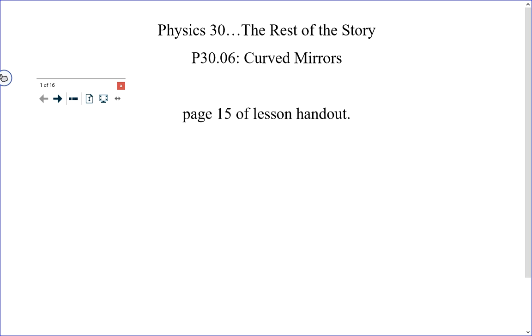We're looking today on page 15 of the lesson handout at lesson 30.06, which deals with curved mirrors and the images formed by curved mirrors. This is a lesson that if we were doing it in the classroom, there would be a lot of demonstrations and you'd be able to see a lot of these things firsthand. I'm still going to do my best to intersperse throughout this video a bunch of recorded demonstrations. It's not going to be as good as it would be if you could see this in person, but it will hopefully help you out.